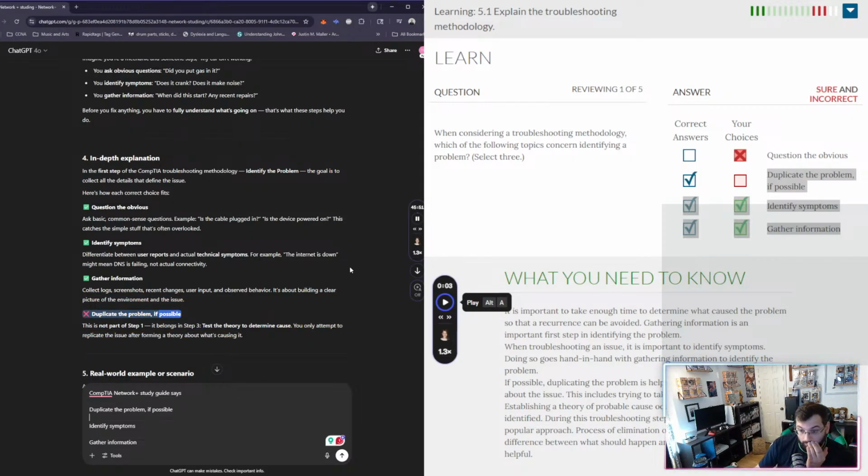Duplicate the problem if possible. This is not part of step 1. It belongs in step 3, test the theory to determine cause. You only attempt to replicate the issue after forming a theory about what's causing it. So that's where duplicate goes. Duplicate goes in step 3, testing the theory. And that makes sense. You're testing the theory because if you think you know why this problem is happening, you go and test it out to see if you can recreate it. If you can recreate the issue, chances are you'll be able to fix it.